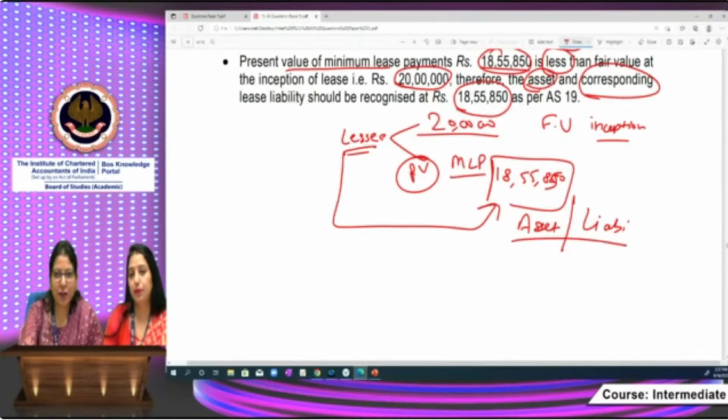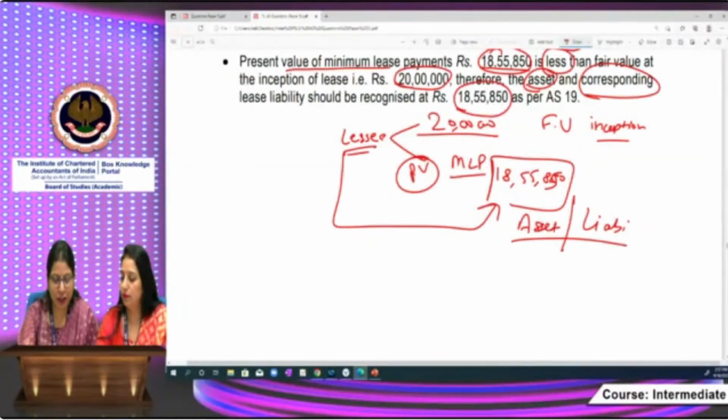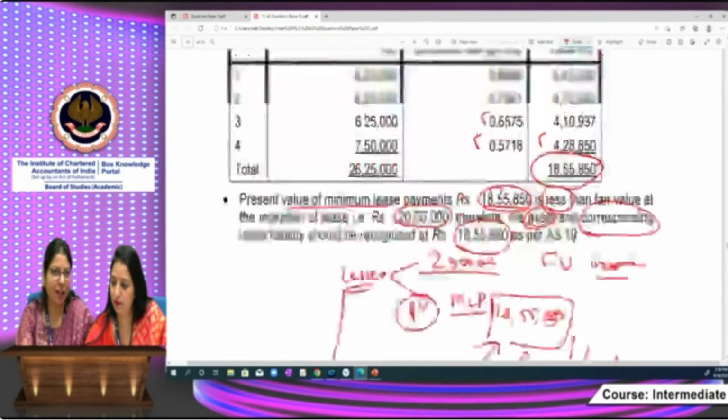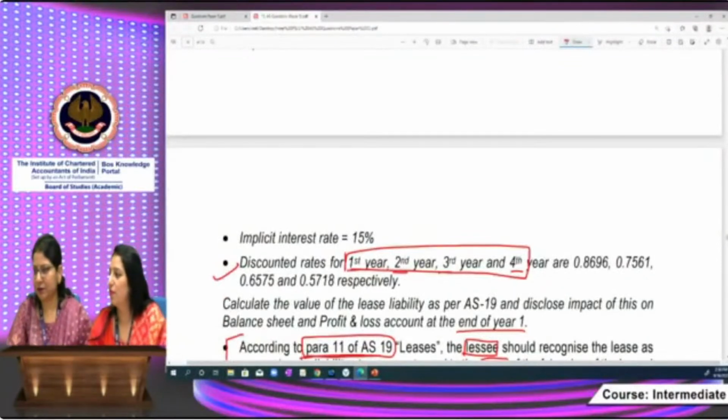Let's ask a question to the students. You have seen the circumstances, you have seen the scenario which is given to us in the question. Now you identify whether it's a finance lease or an operating lease. This question is for discussion, and you will give us the answer, then only we will make the justification for the same. We can check it.